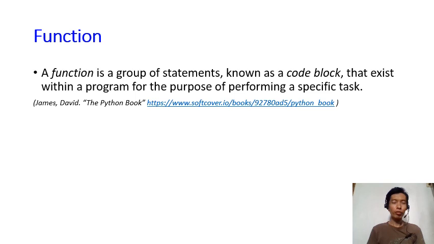So let's see what are the formal definitions of a function. So a function is defined as a group of statements known as a code block that exists within a program for the purpose of performing a specific task. So the word that I would like to highlight is the block. So it's a block of code. And another thing is the purpose is performing a specific task. So you know that this block performs this specific task. Okay, so that is a function. It's quite simple actually.